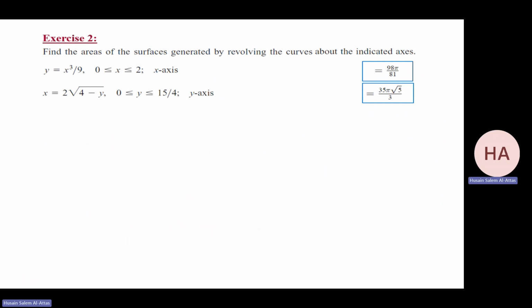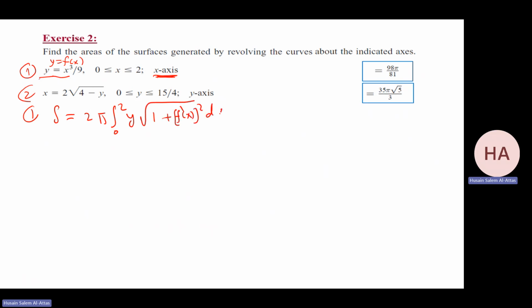Find the area of the surface generated by revolving the curve about the x-axis. I have this curve, so I have y equal a function of x, but about the x-axis. What is S? I'm doing the first one now. S will be 2π from 0 to 2, since x-axis, I have y, and I need the square root of 1 plus f prime of x squared dx.